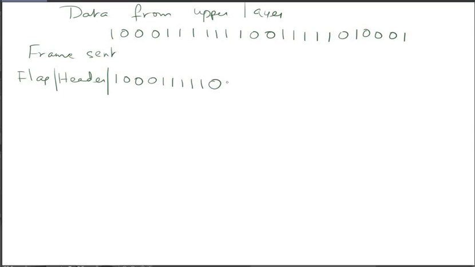After this 0, again the next 2 ones appear. Then again we have 0 0. Again here are 5 ones, 1 2 3 4 5. After these 5 ones, another 0 bit is stuffed.